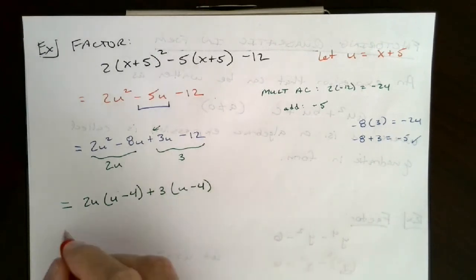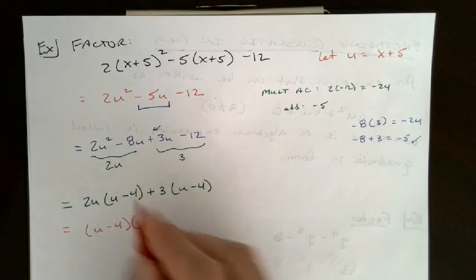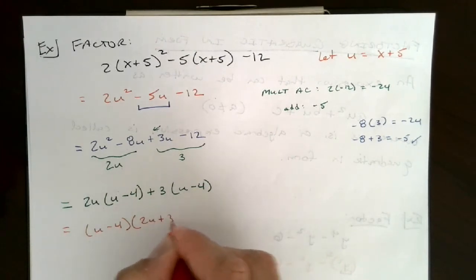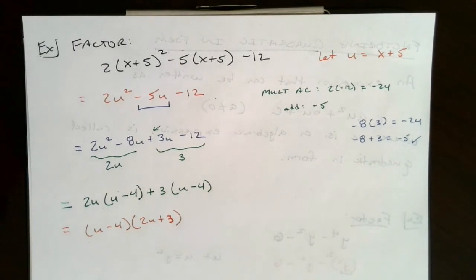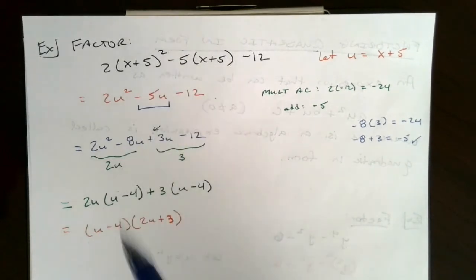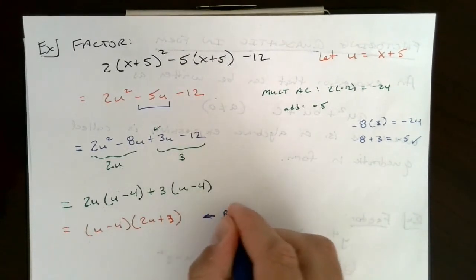These both share a factor of u minus 4, so you factor that to the front, and then whatever's left over when you factor it out from each term goes in the second set of parentheses. So this is 2u plus 3. Once you have that, you are not done, because remember, we're trying to solve for what? We're trying to evaluate this for x. Right now we have u, so what do we do? Same thing we did in the first question. We're going to back sub.